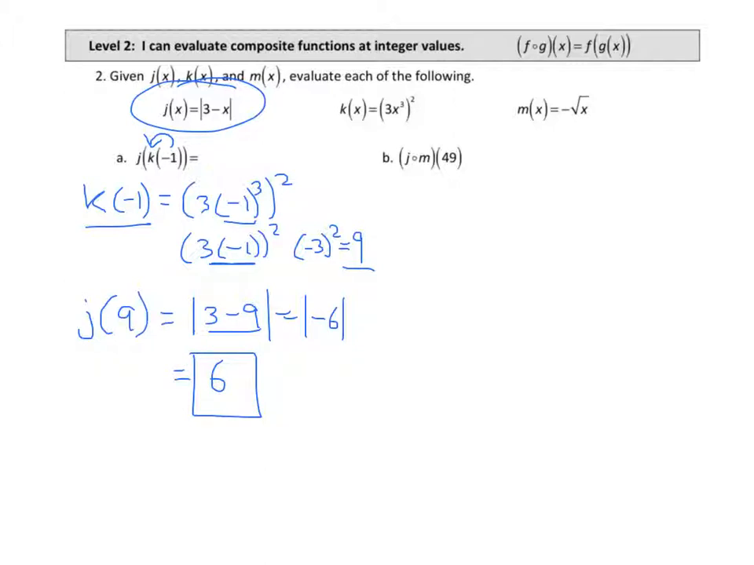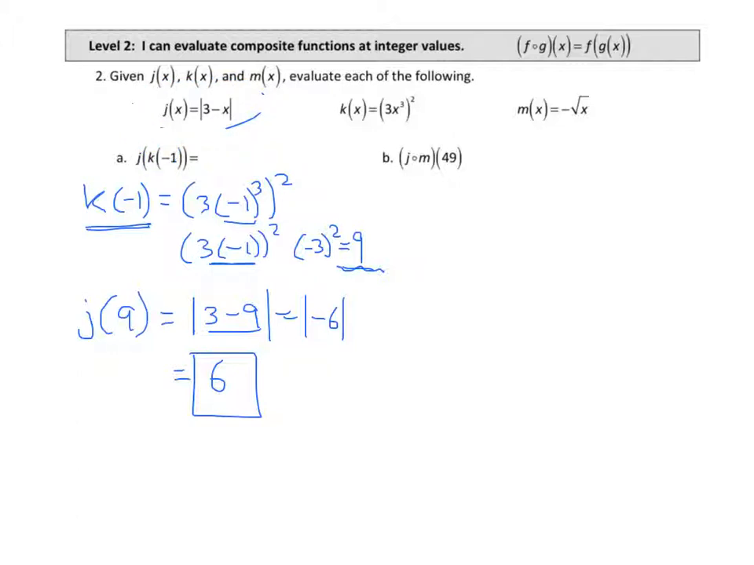Okay, so to recap, I plugged -1 into k, I evaluated k of -1, I got an answer, and then I took my answer and plugged it into the outer function j. Then when I did j of +9, we got 6 as our answer, and that's our final answer.